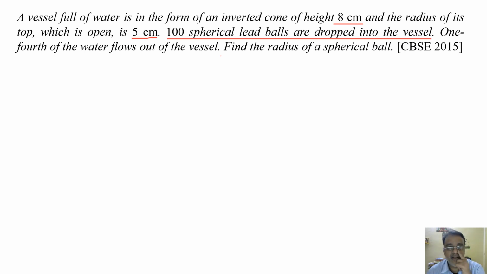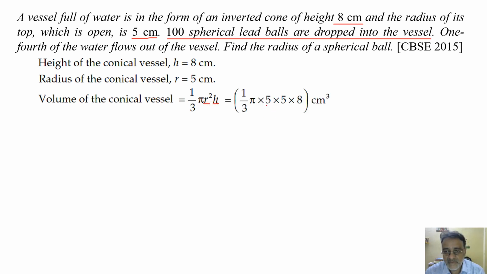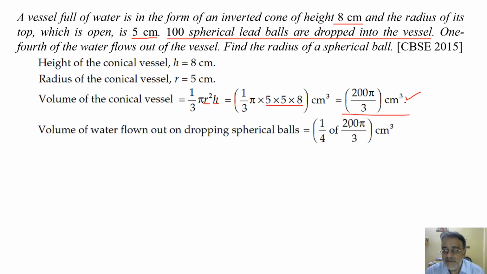So the height of the conical vessel is given 8 centimeter and the radius is 5 centimeter, and the volume of conical vessel is 1/3 pi r square h. We will not substitute the value of pi, 5 into 5 into 8, so we are getting 200/3 pi centimeter cube. Now volume of water that flows out on dropping the spherical lead is 1/4 of this volume. Okay, so 1/4 of this volume will be 50/3 pi. So this will be the volume of all 100 spherical lead balls.